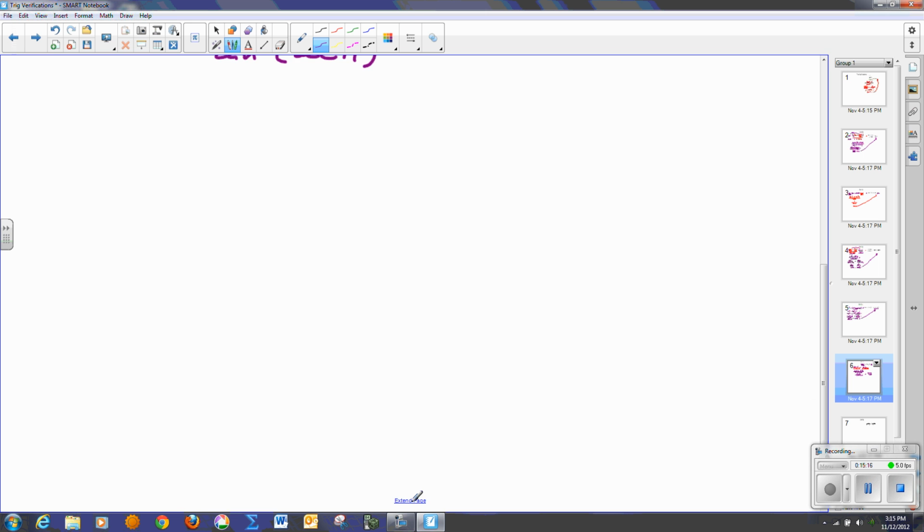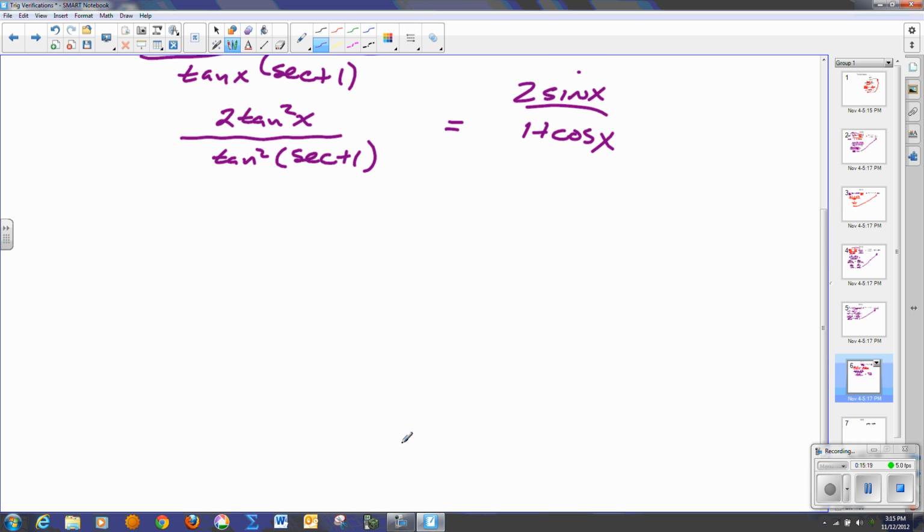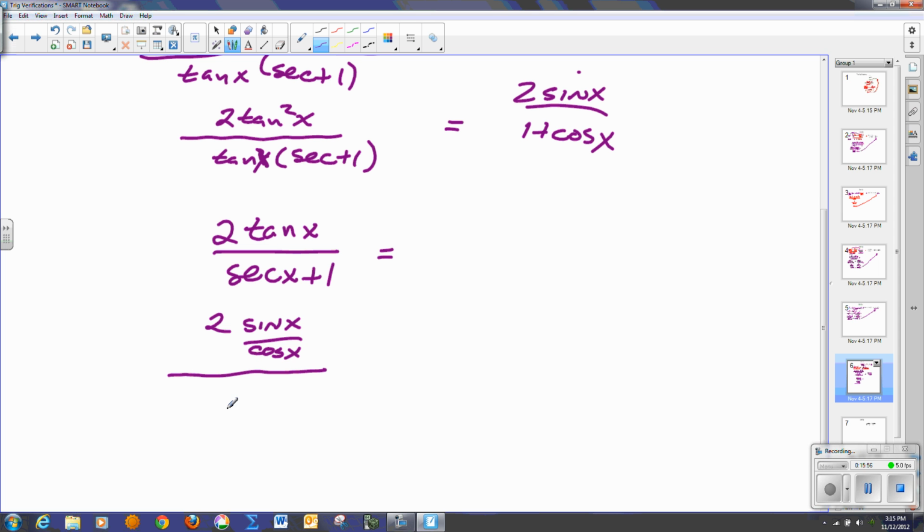So in order to do that now, I'm going to start reducing. I notice the tan squared and the tan. Well, this is actually just a tan, right? Reduces to 2 tangent of x over, the tans are gone, secant of x plus 1. I need it to be 2 sine of x. Well, the only way I'm going to get this to sine of x is to change tangent to sine over cosine. So let's do that. 2 sine of x over cosine of x. And I might as well change the secant to 1 over cosine of x.